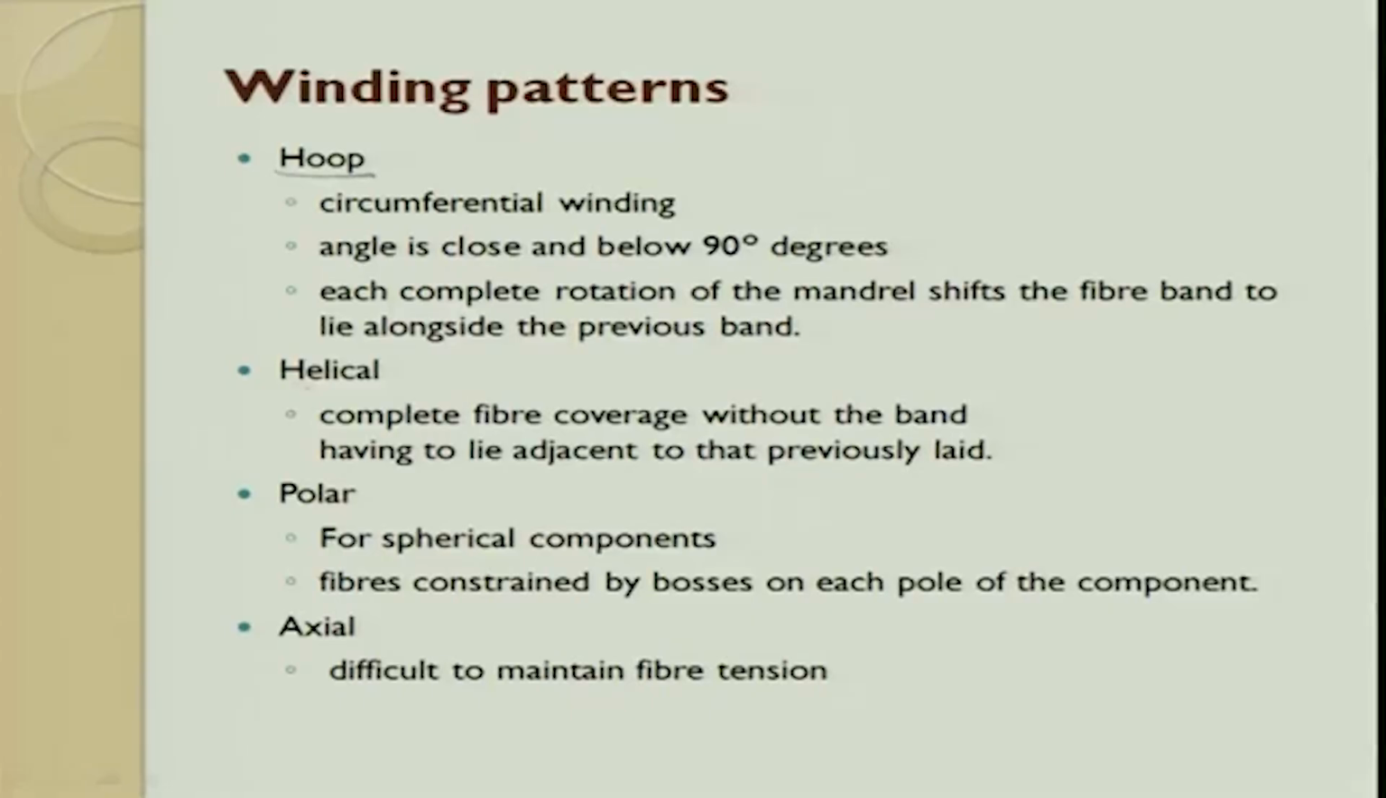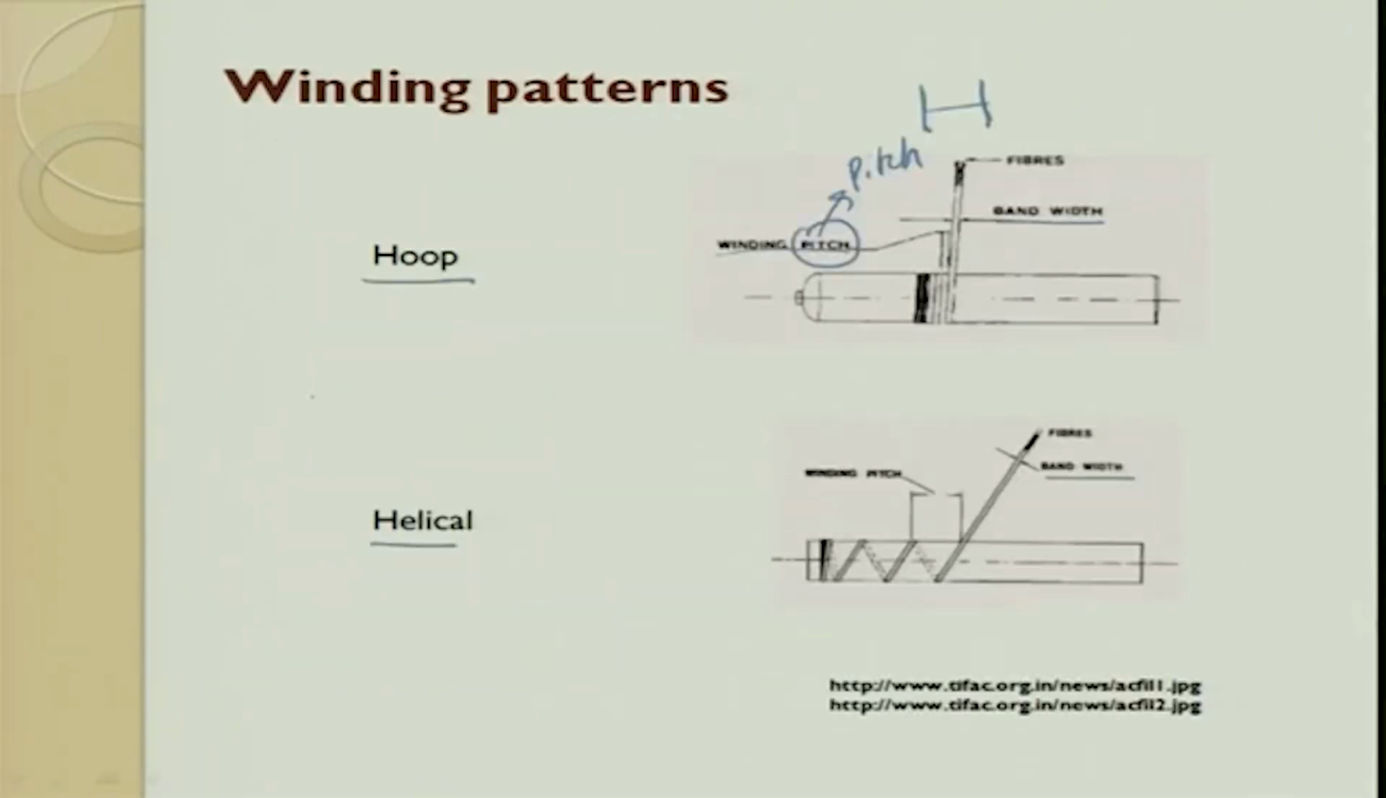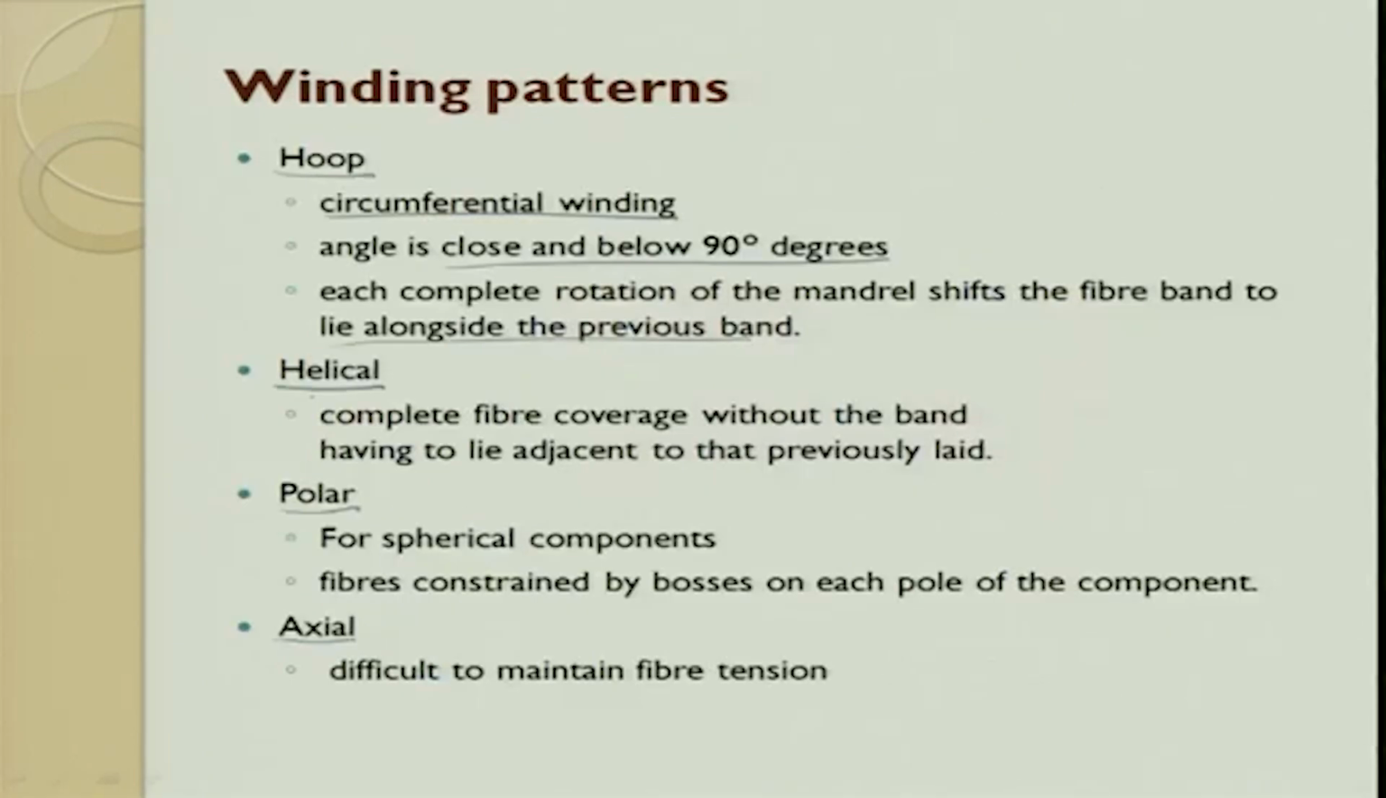So, in winding, we have seen four different windings: hoop winding, helical winding, polar winding and axial winding. Wherever you want to have good circumferential strength, we always go for hoop. So, the angle is close to and below 90 degrees when we use it. Each complete rotation of the mandrel shifts the fiber band to lie along the side of the previous band. Okay, so next is helical, like a helical spring: complete fiber coverage, without the band lying adjacent to the previous one. So, this is at an angle.